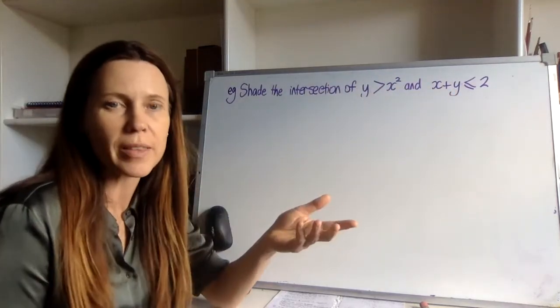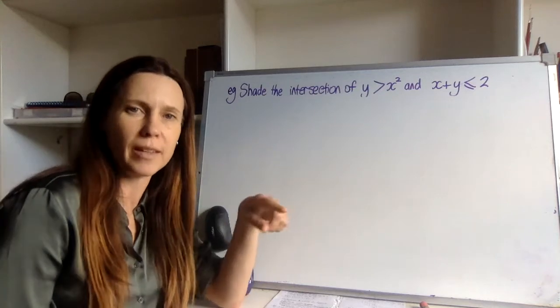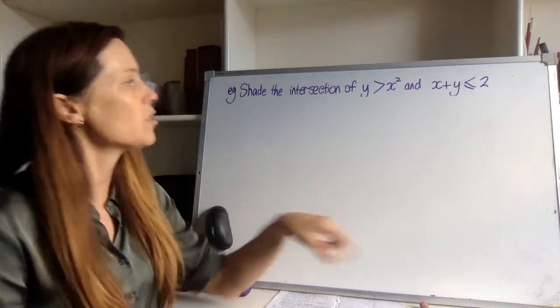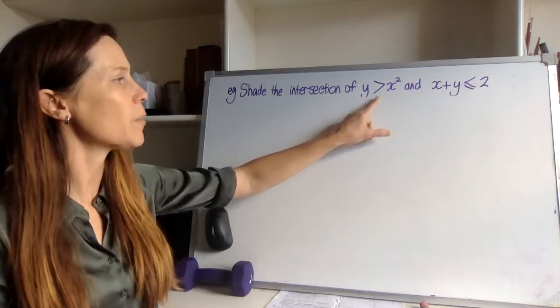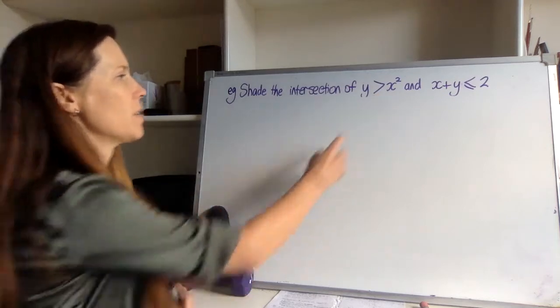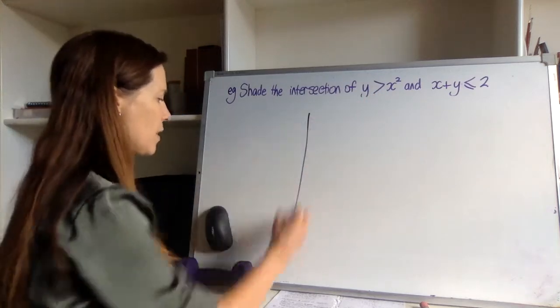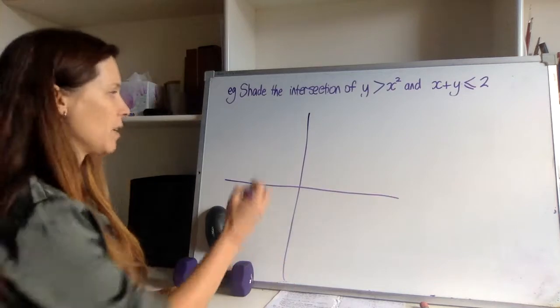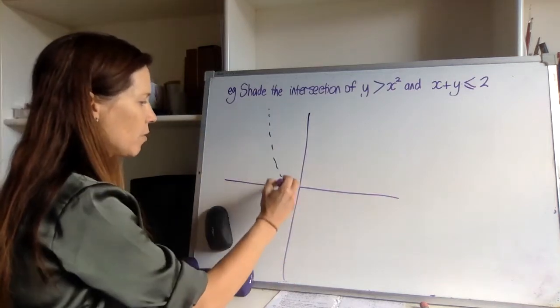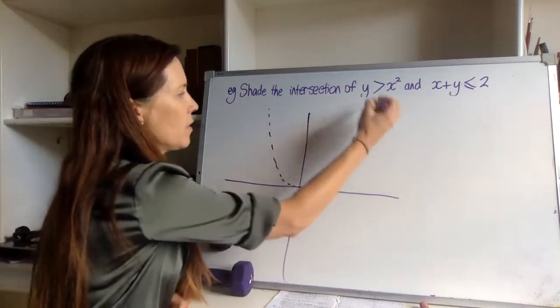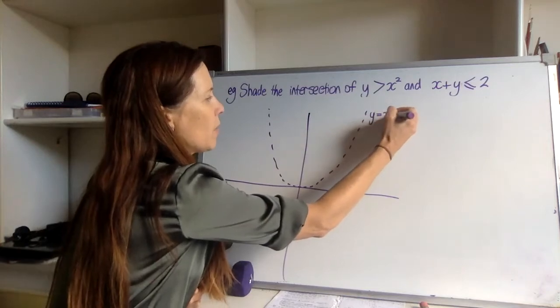Now before we even shade these regions, let's shade the lines that create them. So we need to graph y equals x squared, and we need to do it with a dotted line because we don't have an equals sign there, so we can see that it's not going to be part of its region. So I can rough in here a dotted line for y equals x squared.